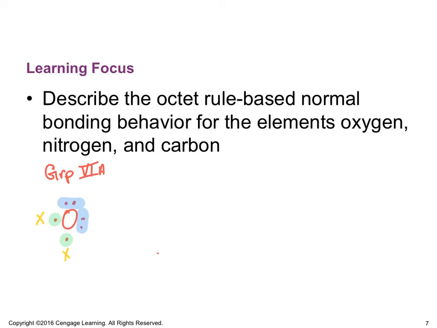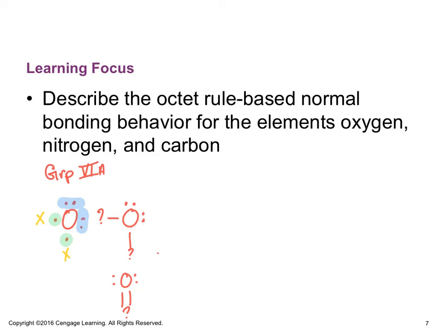So what oxygen prefers to do is have those 2 lone pairs and form 2 bonds. Again, whether it's 2 single or 1 double, either way that will fill oxygen's octet. And what it's bonded to doesn't matter. It can be any element. But that's the normal bonding pattern for oxygen.